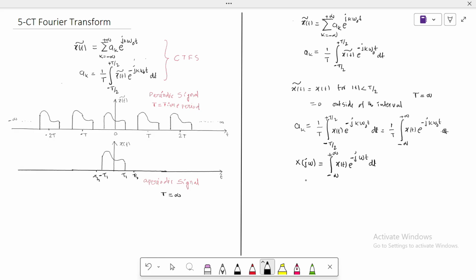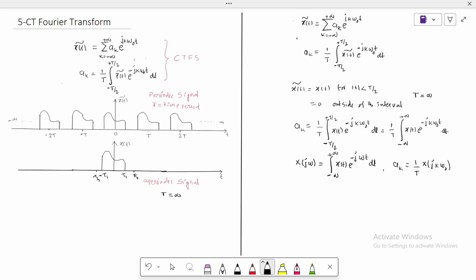So what we have taken here, ak equal to 1 by T into x of jk omega naught. Here we have taken k omega naught as omega. So this is the Fourier transform formula: x of j omega equal to the integral from minus infinity to plus infinity of x of t e power minus j omega t dt.